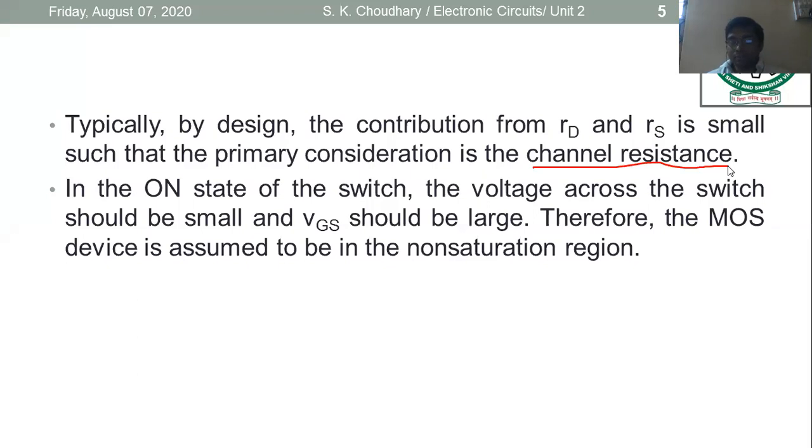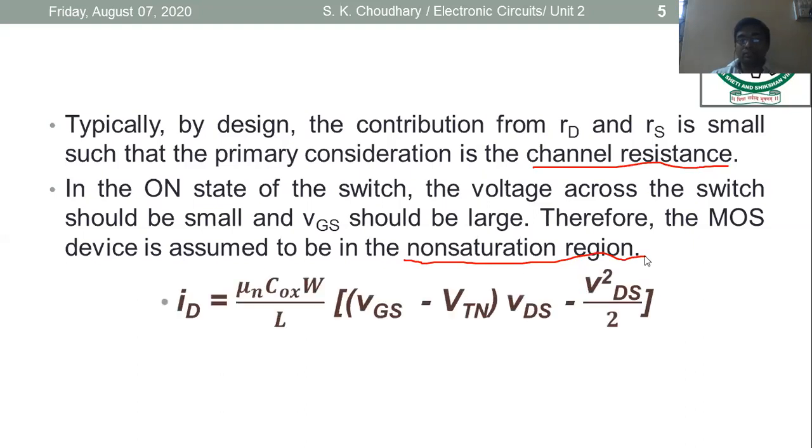If VGS is large and VDS is small, what does that mean? The MOS device is assumed to be biased in the non-saturation region. In general, we know that in the non-saturation region, our transistor acts as a closed switch. The same phenomenon is shown here: VGS should be large and the voltage across the switch should be small. In that condition, your MOS device is assumed to be in the non-saturation region.